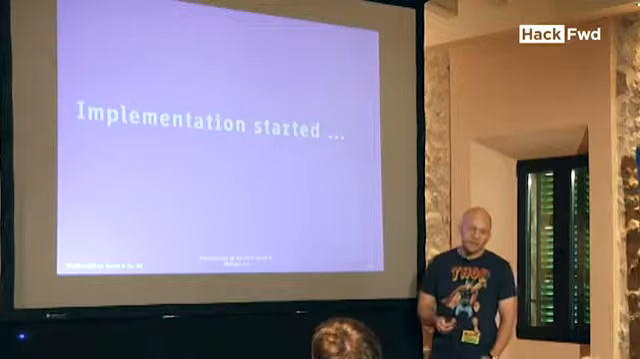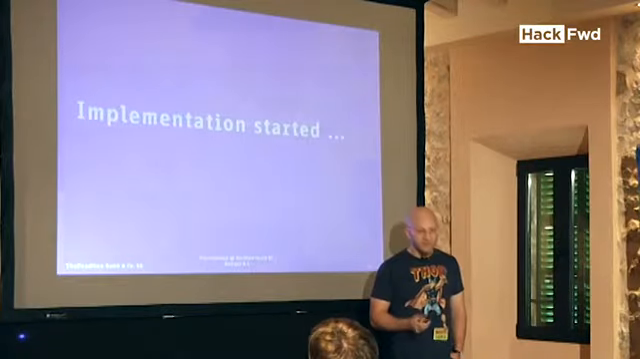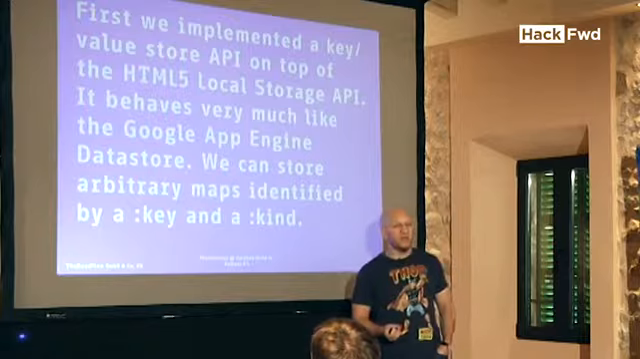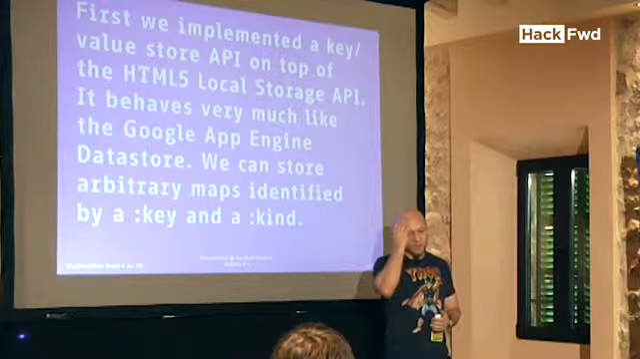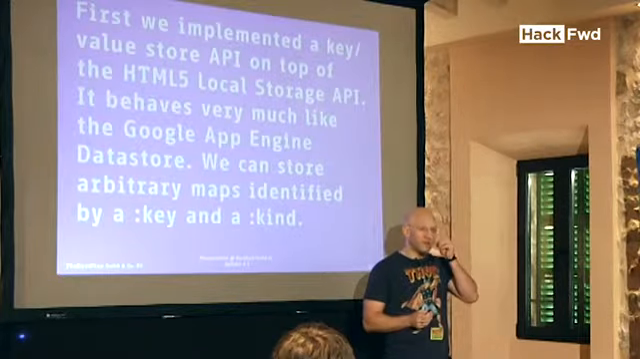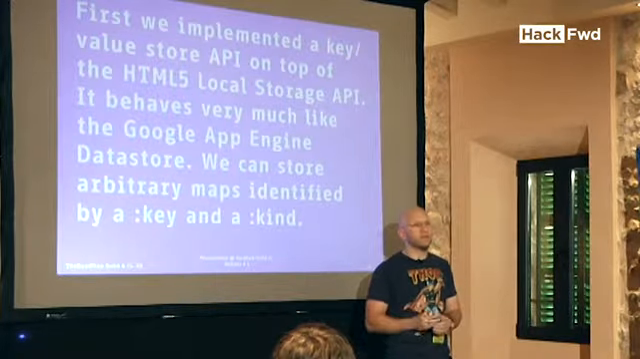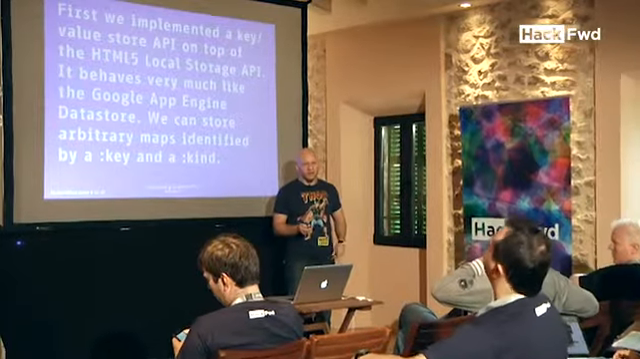So we started the implementation with this tool set. The first thing we implemented was a key value store API on top of the HTML5 local storage. And because we are used to the way Google App Engine datastore works, we implemented a very similar thing on the client side. So we can store arbitrary maps of data, and they're always identified by a key and a kind. Kind is some kind of type maybe. We can say which keys are actually existing in a map.